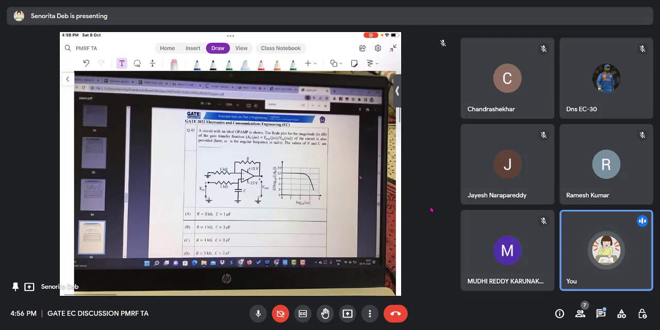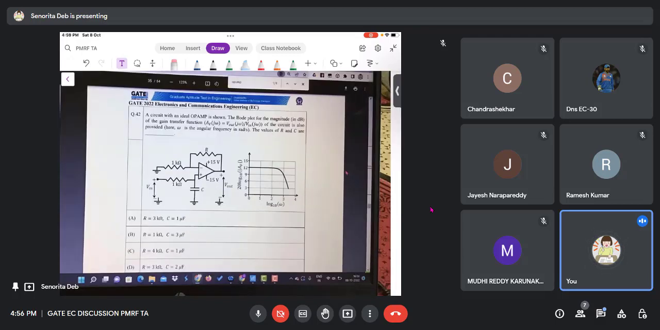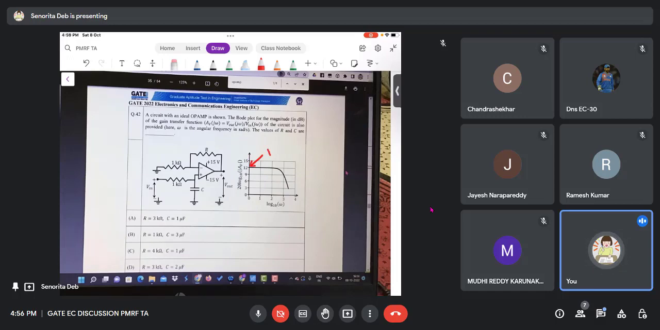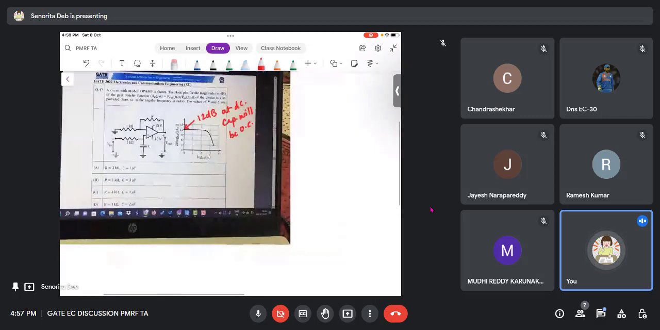Now you can see that, as I said, you should know how to solve Bode plots. From the Bode plot you can see that the gain at 0 is 12 dB, right? 12 dB at DC. Now at DC, what will happen to the capacitor? The capacitor will be open circuit, right? So now how will the circuit look?